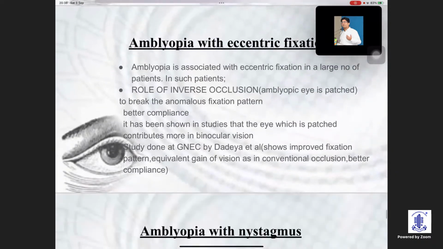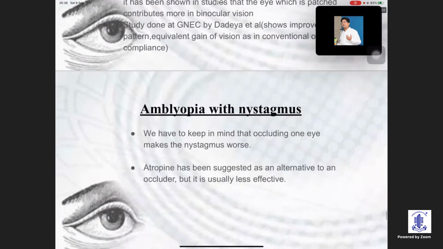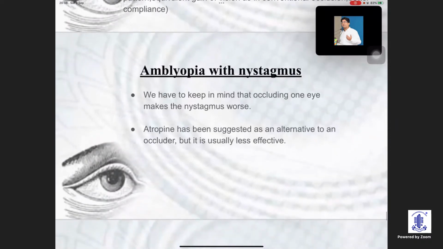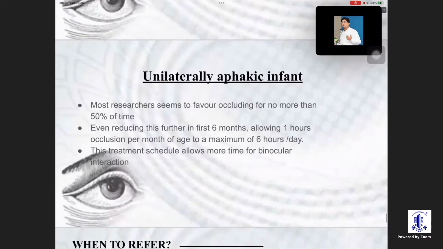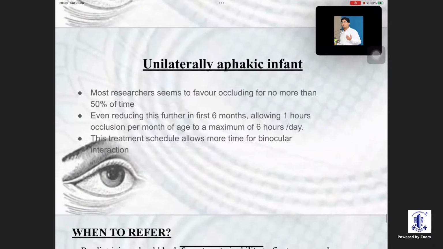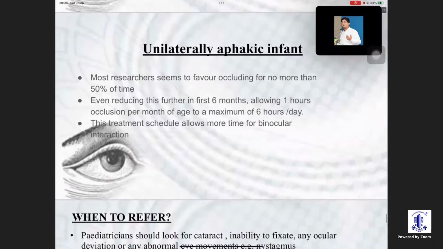In amblyopia with eccentric fixation, the role of inverse occlusion is found to be useful. We have found it to be useful in a study done at our center. In amblyopia with nystagmus, atropine penalization has to be done. In unilateral aphakic infants, most researchers seem to favor occluding not more than 50% of the time.